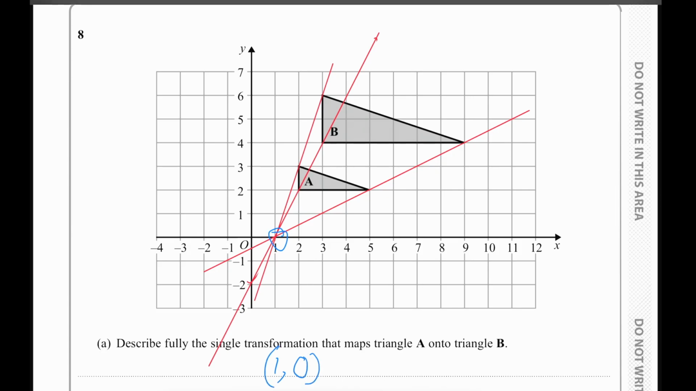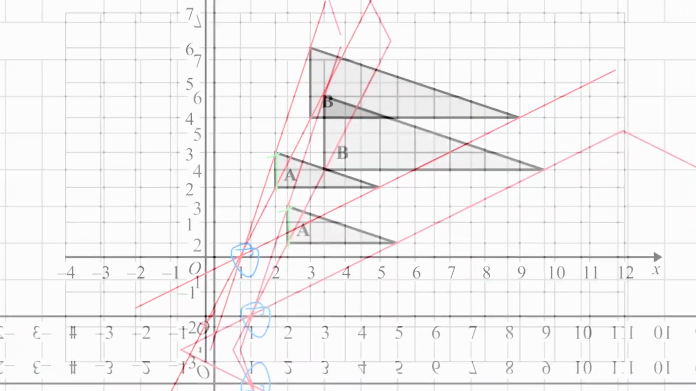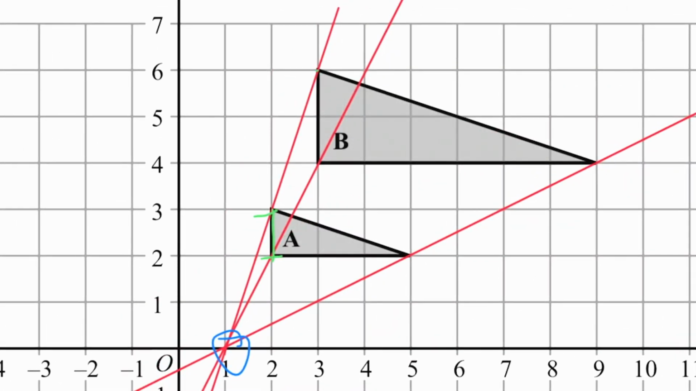Next thing that we need to know when dealing with enlargement is my scale factor. So by how much did it get enlarged? To do that, we're going to do one of 2 things. We can have a look at one of my sides, say for instance this side here, and the related side in my image, and then see, okay, well, in the object, so the original shape, it was 1 block, whereas in triangle B, it is now 2. So we can see that it's been doubled. So my scale factor is 2.